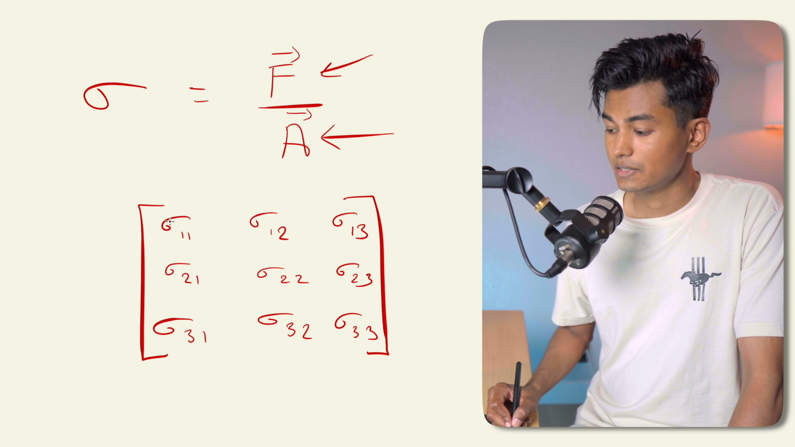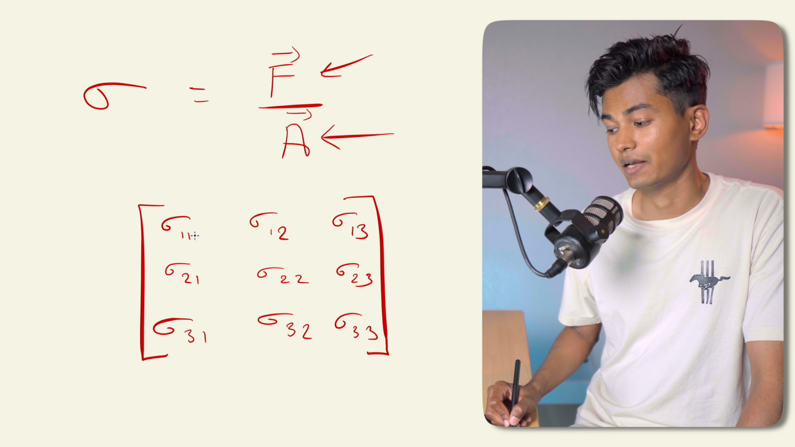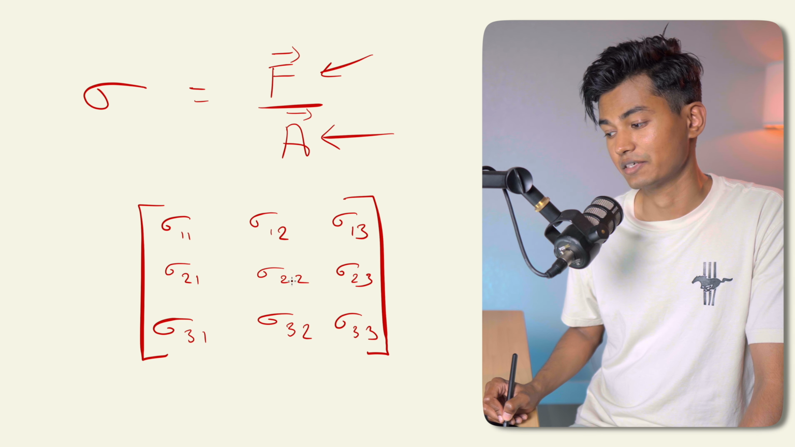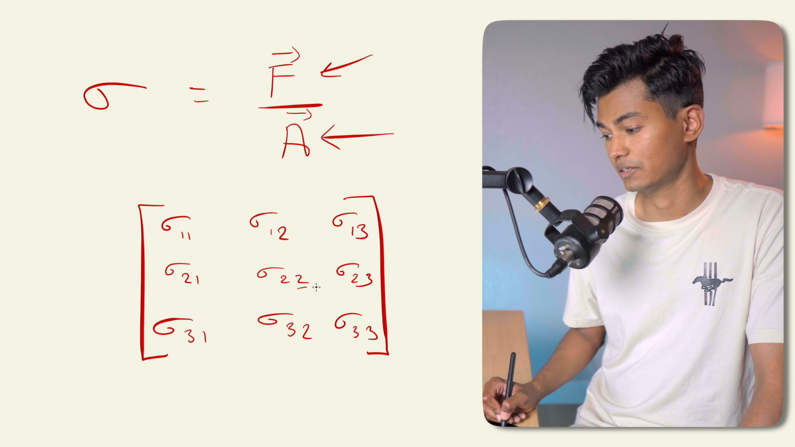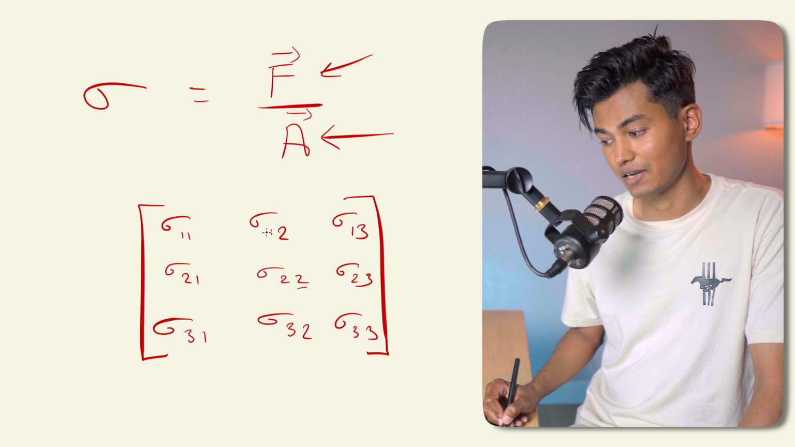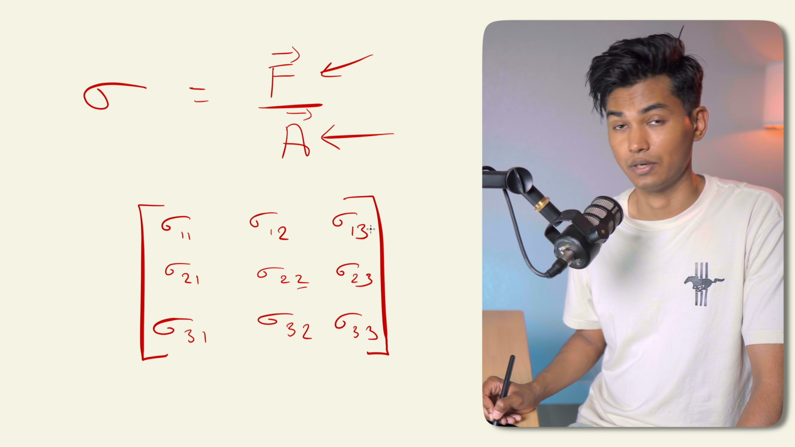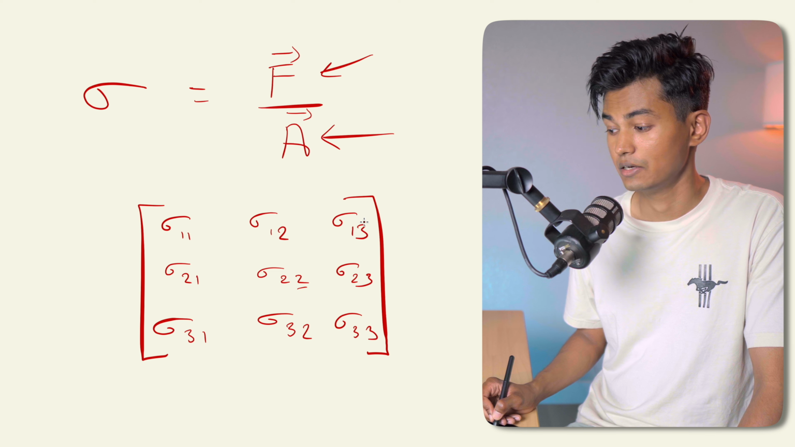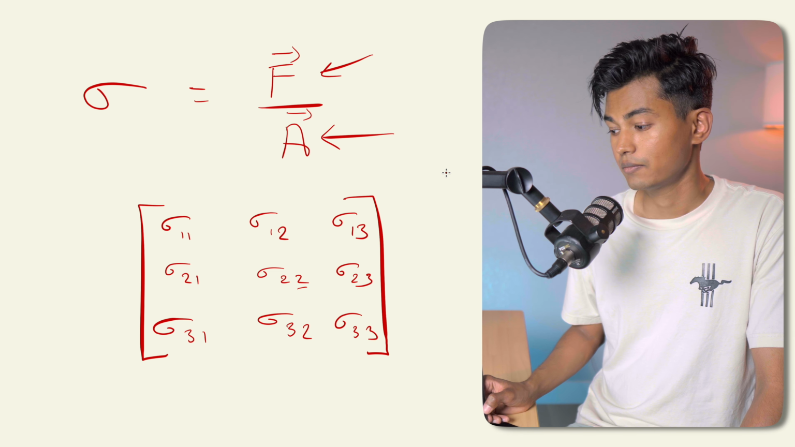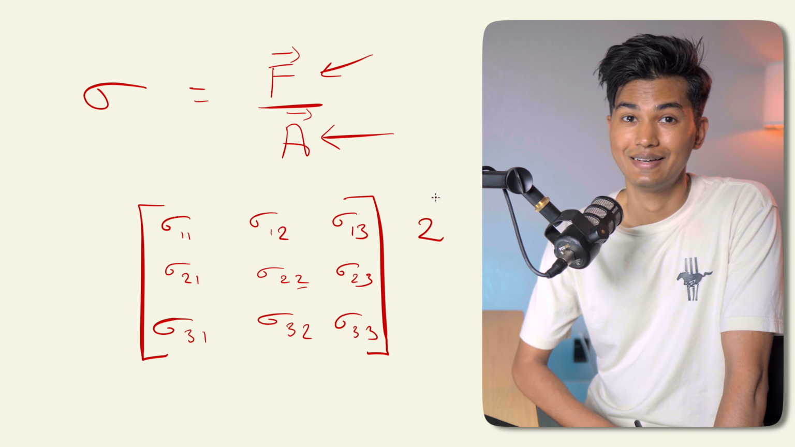So this is the force in x direction when taken against the area in x direction. This is the force in y direction when taken against the area in y direction, and similarly in the z direction. This is the force in x direction when taken against the area in y direction. This is when taken against the z direction. So this is a stress matrix which is having 9 different components. This is a second order tensor.